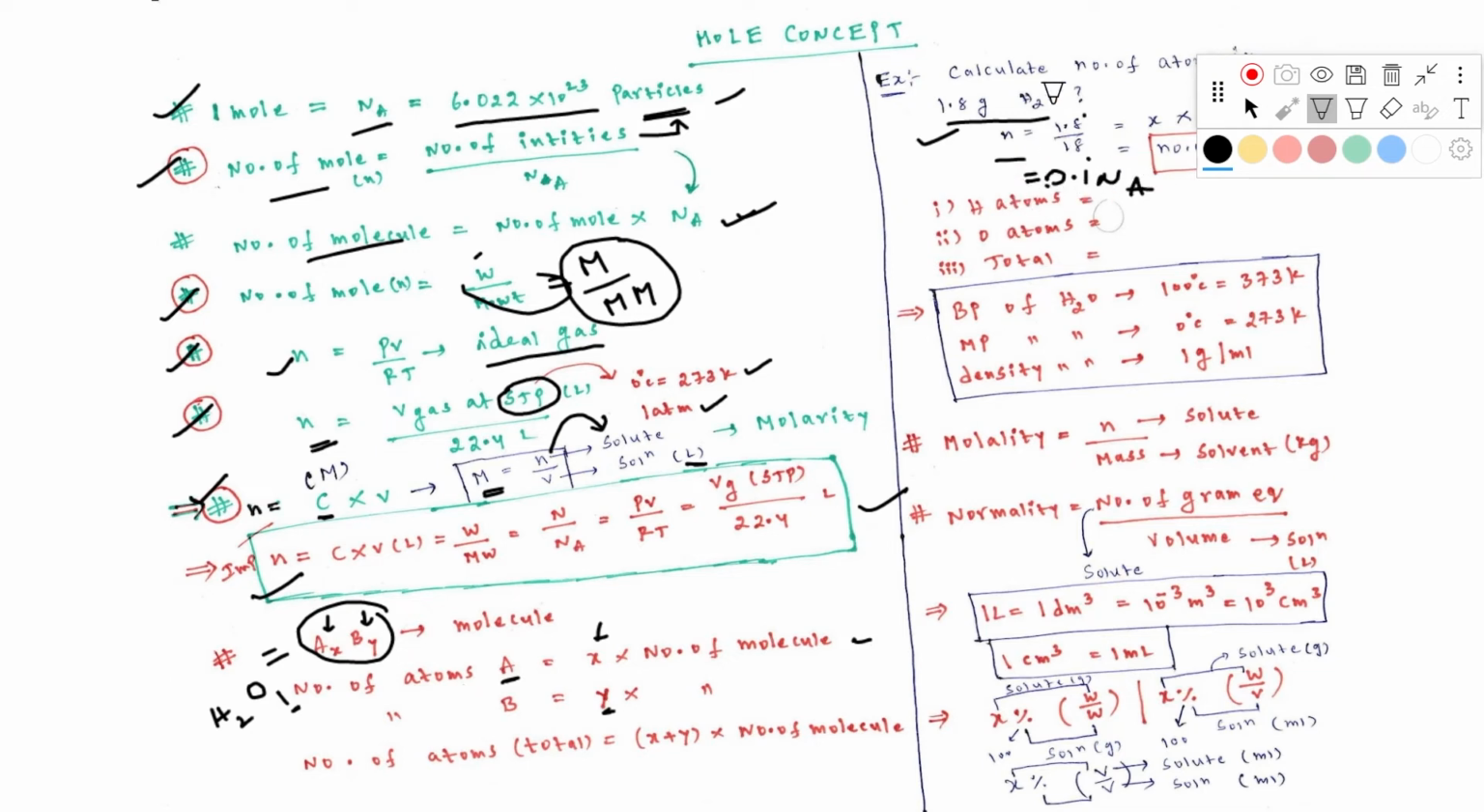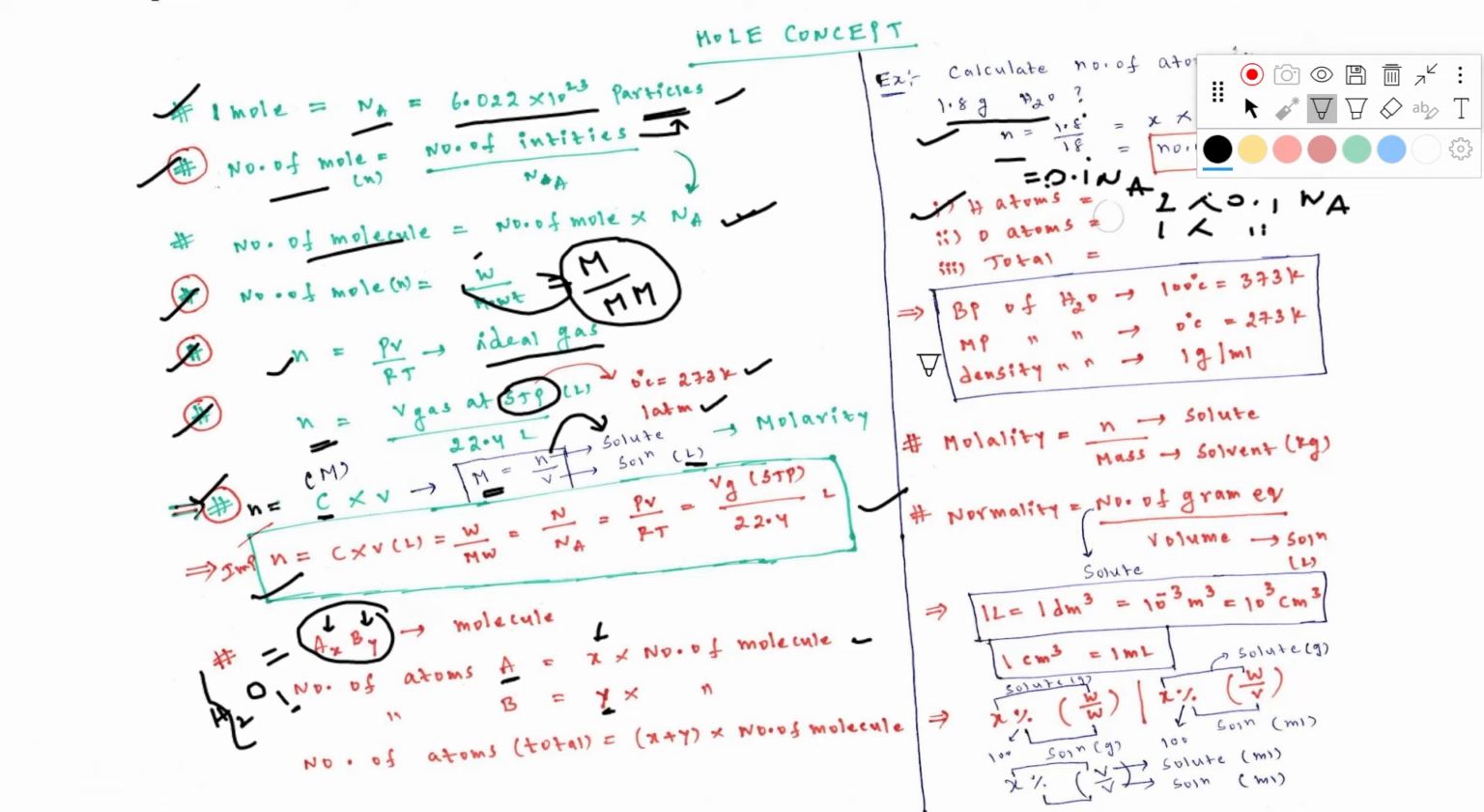Now, if I ask you to calculate how many hydrogen atoms, what you have to do? Simple. 2 into 0.1 Na. Okay. How many oxygen atoms? One oxygen atom only. So 1 into 0.1 Na. Total number of atoms 2 plus 1, 3. 3 into 0.1 Na. Okay. You have to calculate like this, by using these formulas.